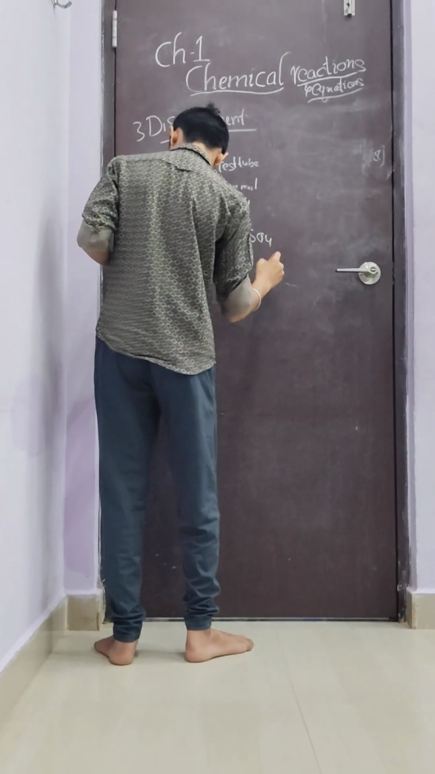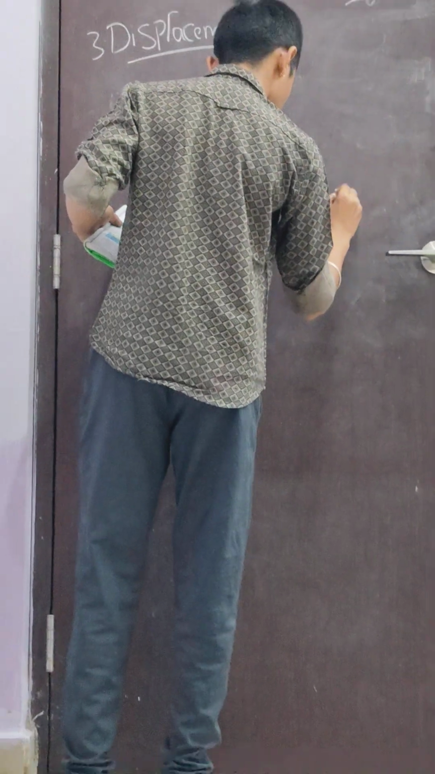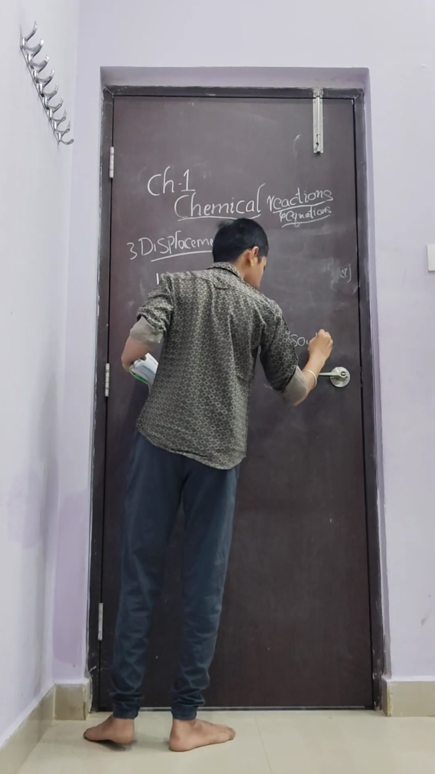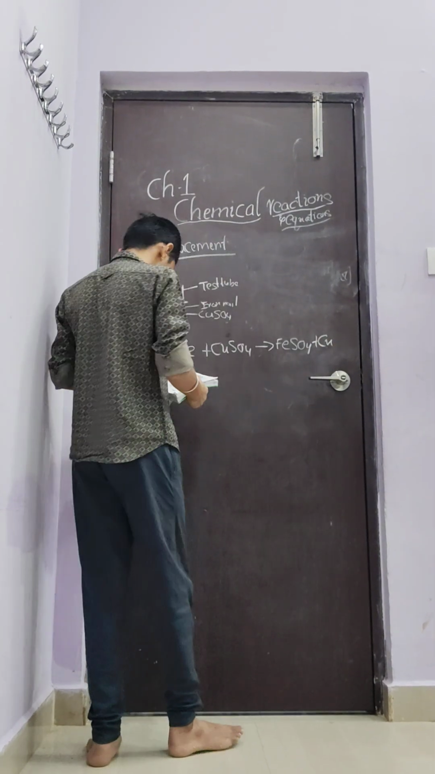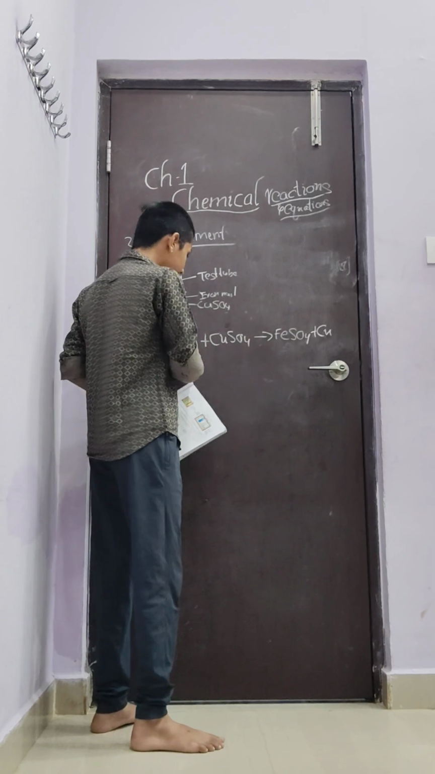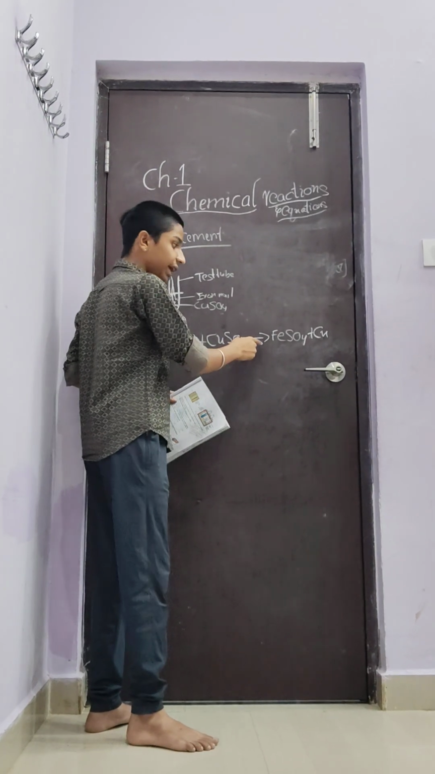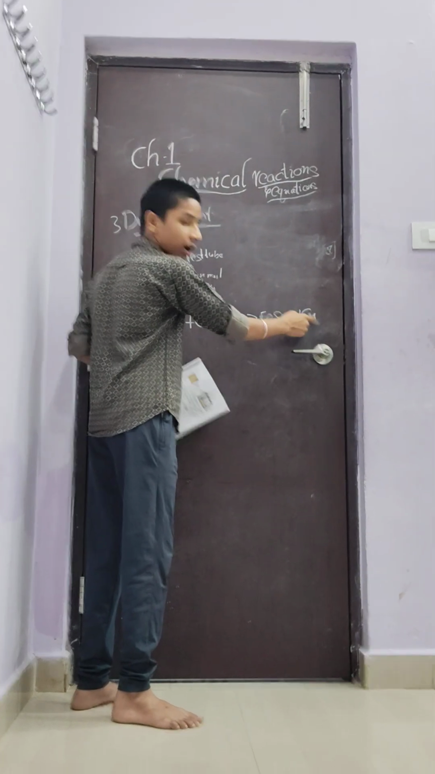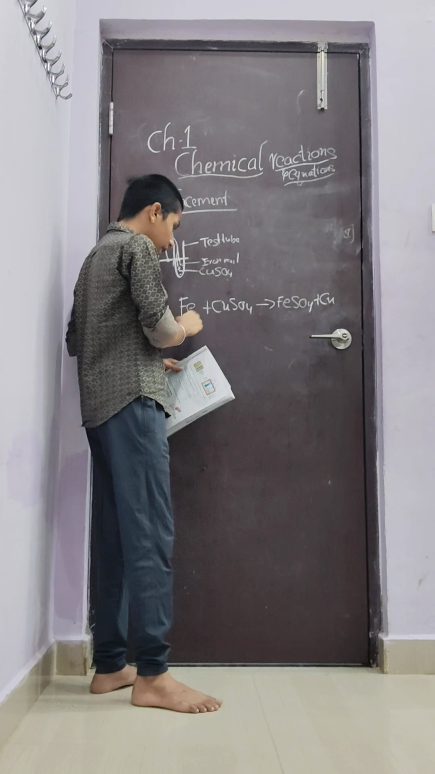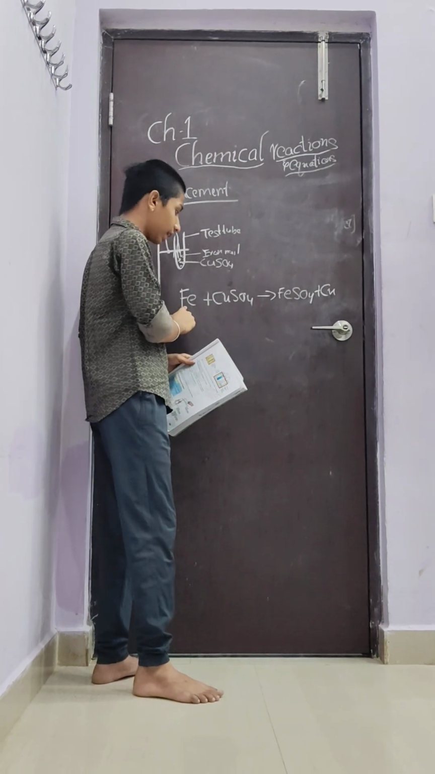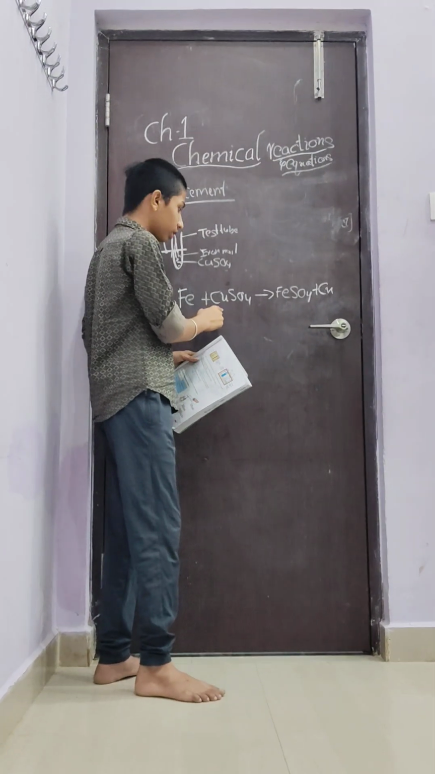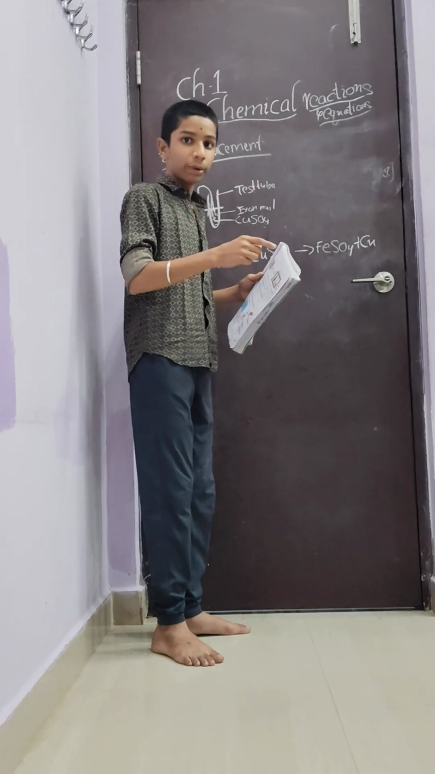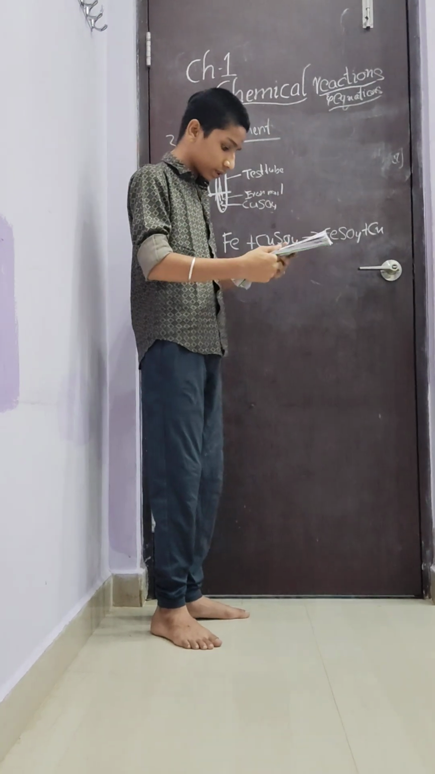Fe plus CuSO4 gives rise to FeSO4 plus copper. From iron and copper sulfate, it reacted to form iron sulfate and copper. Iron is the more reactive element here and copper is the less reactive element. So the more reactive element displaces the less reactive element.